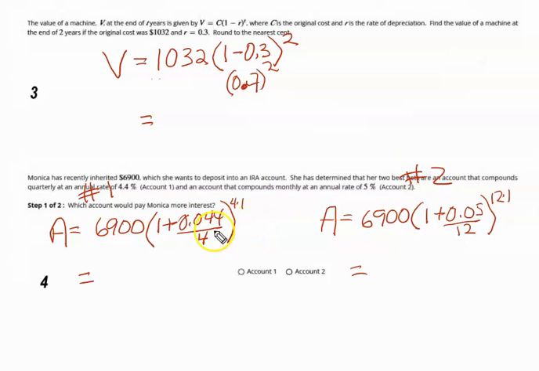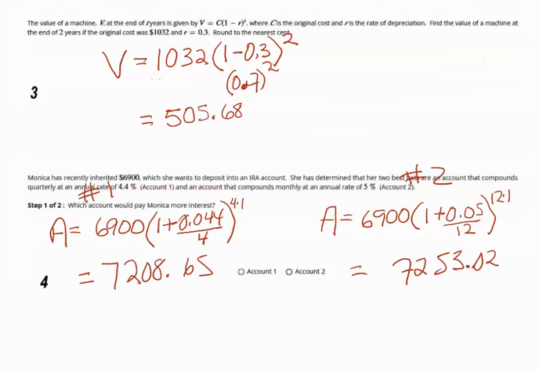Well, just shooting from the hip on this, quarterly at this lower percent and monthly at this higher percent, seems obvious that number 2 would be the answer, but do the math and check it out. Okay, checking the answers. This original amount, 1,032 after 2 years with depreciation, was now worth $505.68, rounding it to 2 decimals.